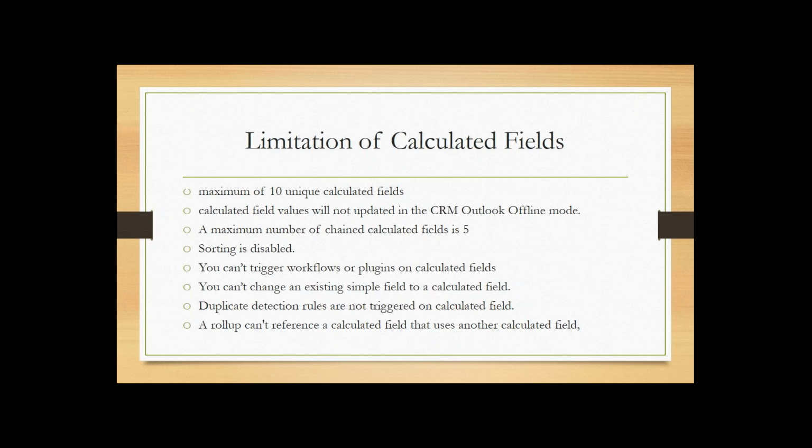Even though calculated fields solve lots of problems, they have certain limitations. Like saved queries, charts, and visualizations can have a maximum of 10 unique calculated fields. The calculated field values are not displayed in the CRM Outlook offline mode. A calculated field can't refer to itself or have a cyclic chain. In certain scenarios, sorting is disabled. For example, a calculated field that contains a field of a parent record. A calculated field that contains a logical field like an address field. A calculated field that contains another calculated field.